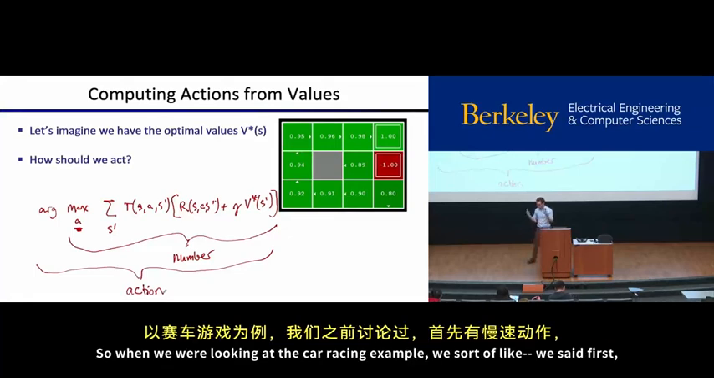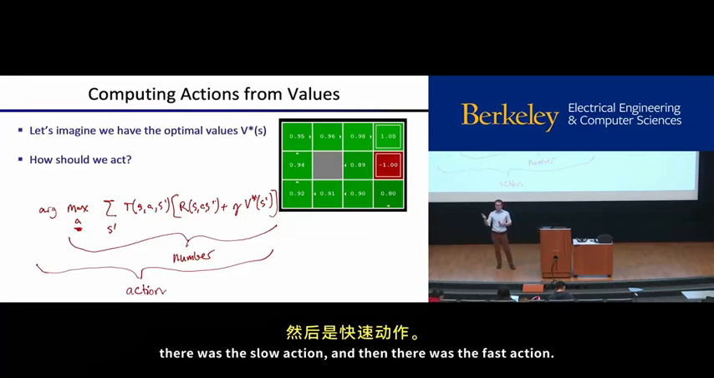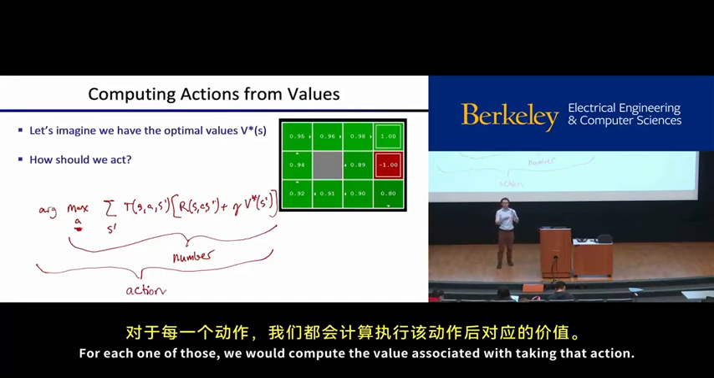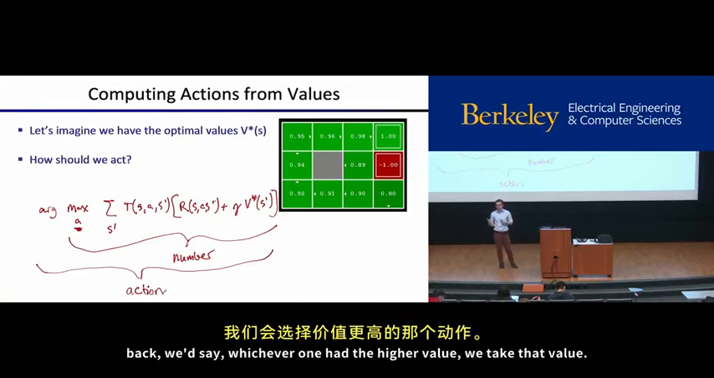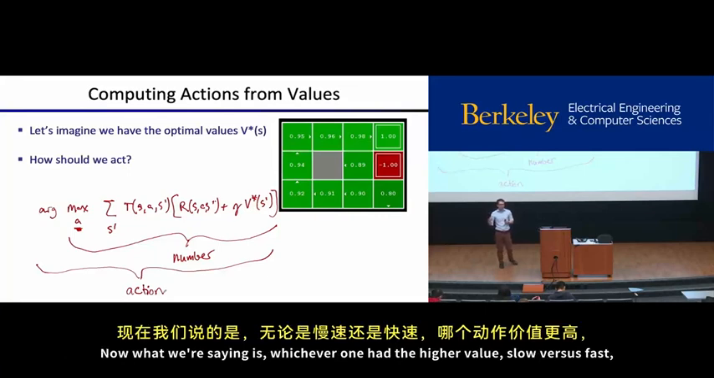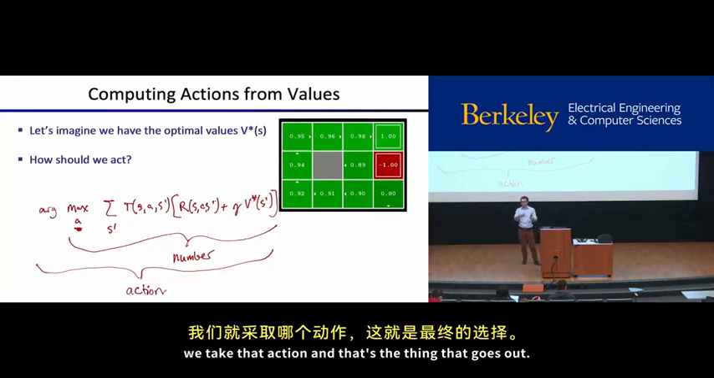When we were looking at the car racing example, we said first there was the slow action and then there was the fast action. For each one of those, we would compute the value associated with taking that action. And then when we would come back, whichever one had the higher value, we take that value. Now what we're saying is whichever one had the higher value, slow versus fast, we take that action, and that's the thing that goes out, right?